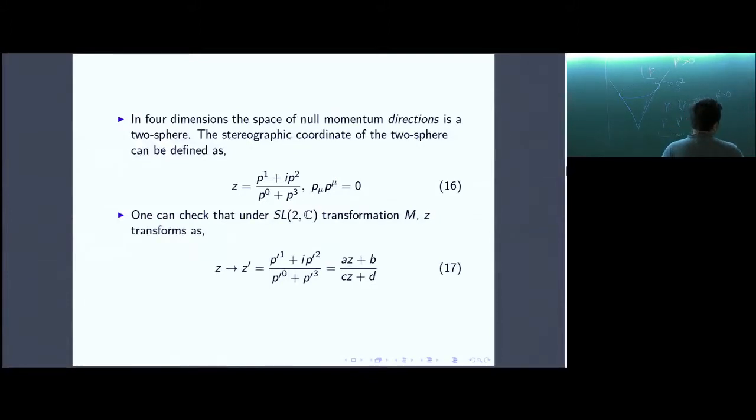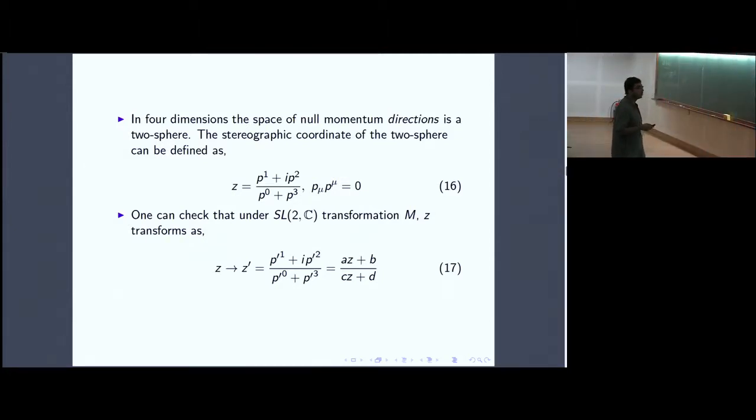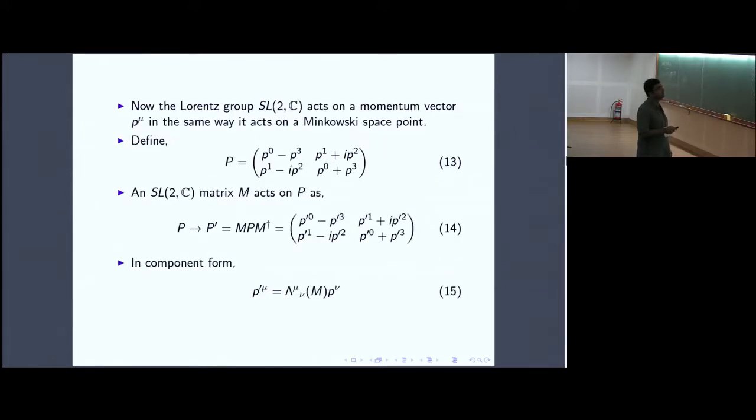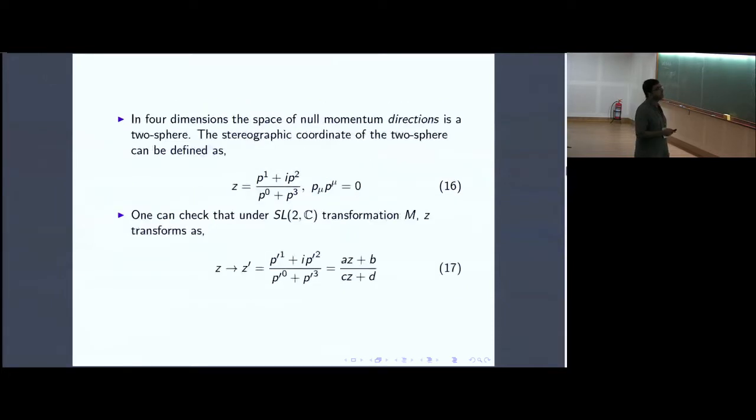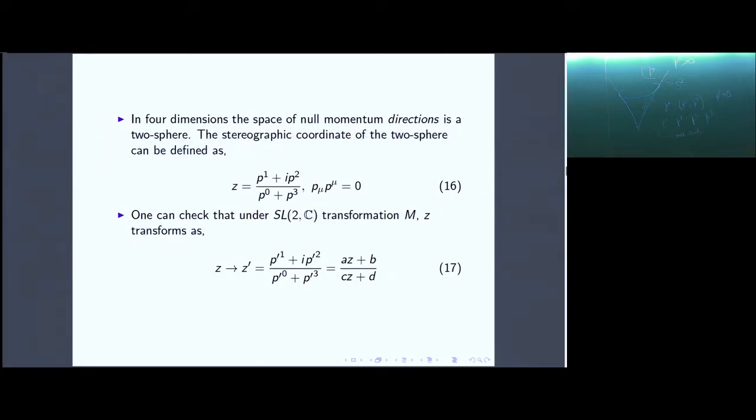On this S2, we can introduce this complex coordinate Z, and you can easily check that if you do this SL2C transformation on p, then Z goes to Z prime, which has this form: (aZ plus b) over (cZ plus d). So SL2C acts on this S2, the space of null directions, as a global conformal group.